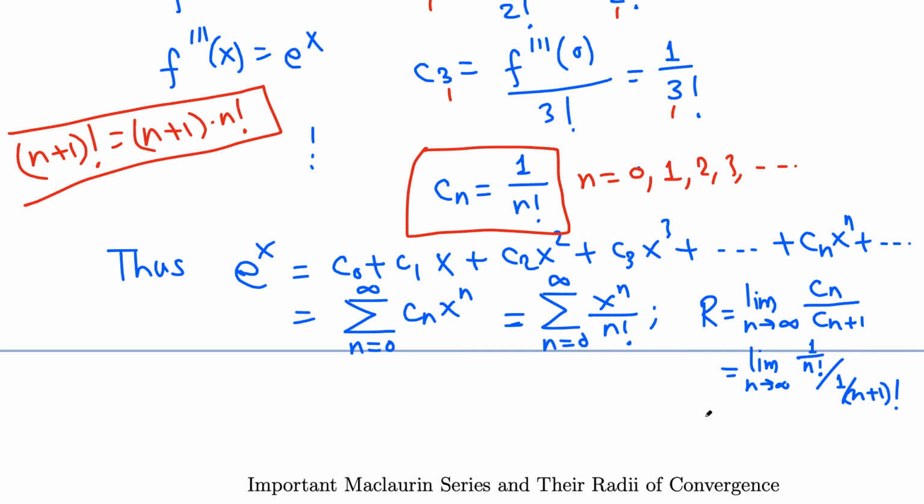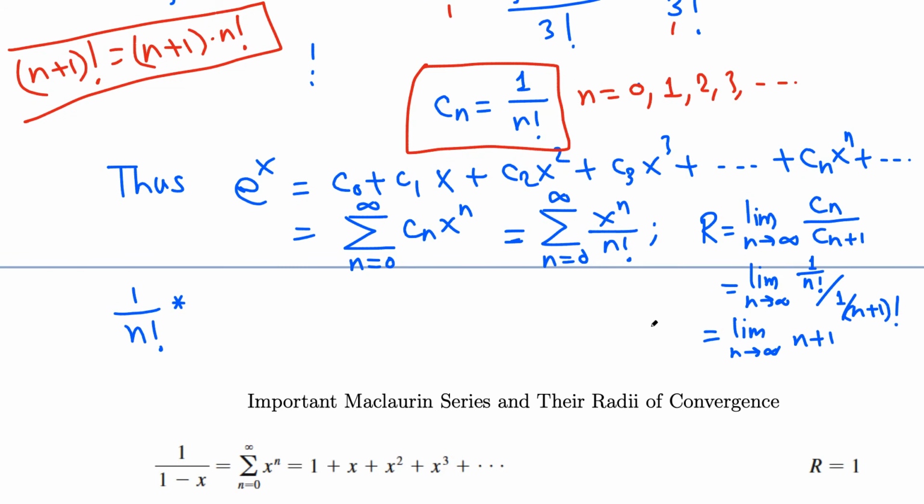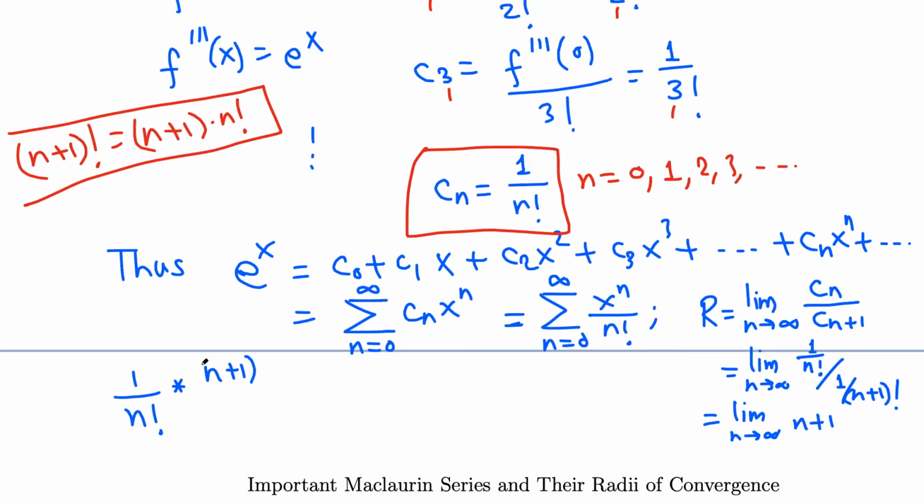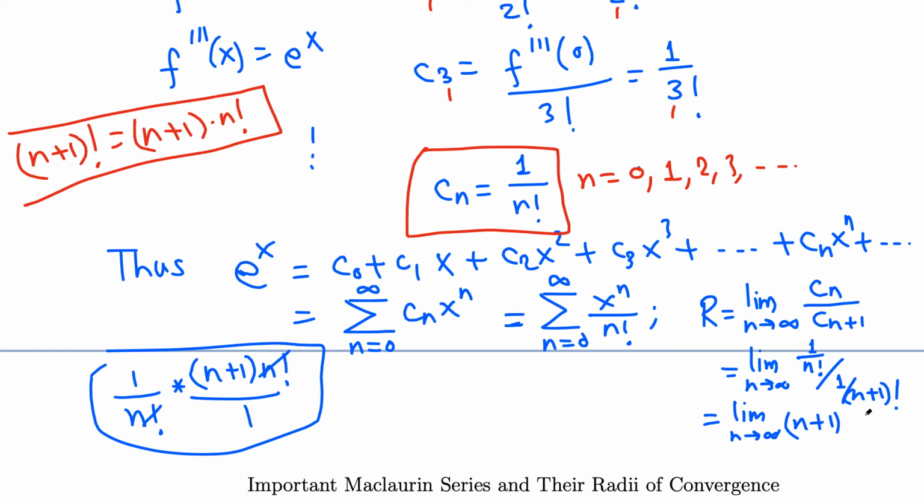I don't have room here, but when n goes to infinity, let me see. This one goes on the top, so it comes out to be n plus 1, not 1 over n plus 1. I was wrong. Because it is 1 over n factorial times, when we flip the bottom, 1 over n plus 1 factorial, n plus 1 factorial goes on the top, that is n plus 1 times n factorial over 1, this one cancels, just n plus 1. That means when n goes to infinity, the whole thing goes to infinity.